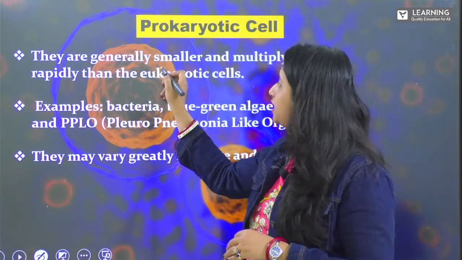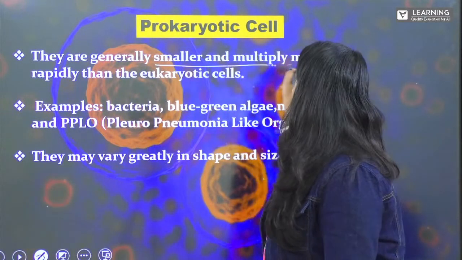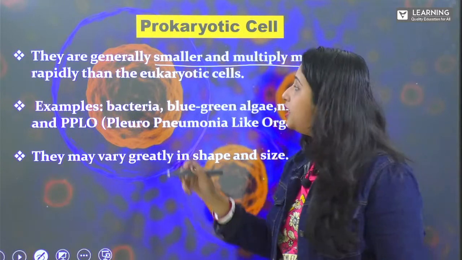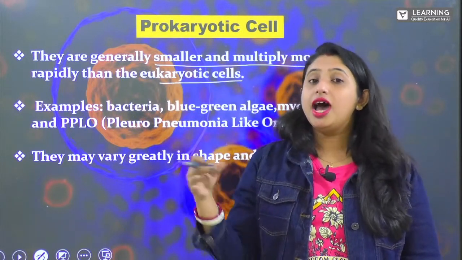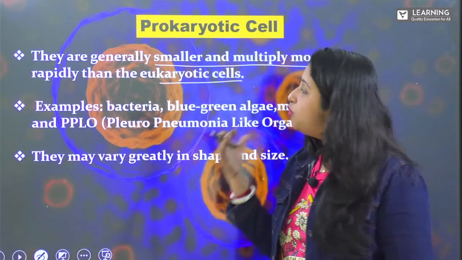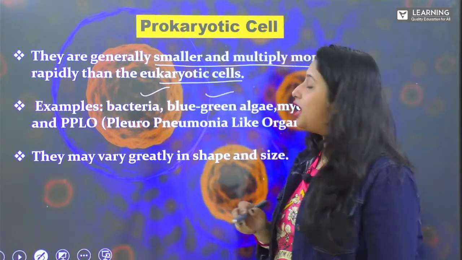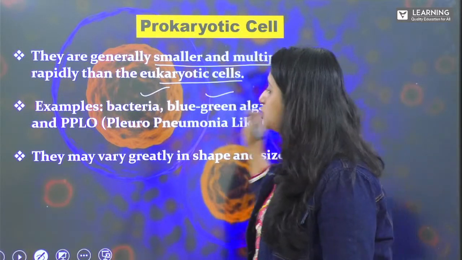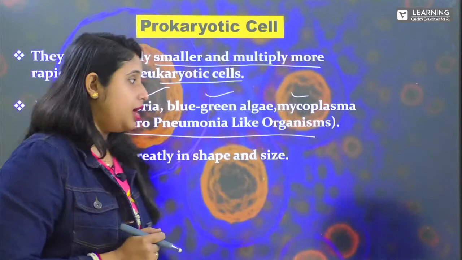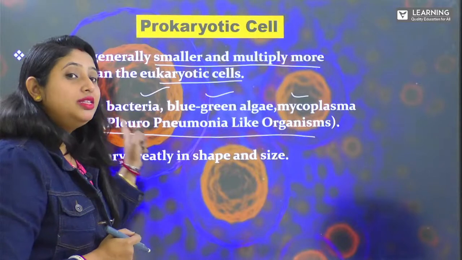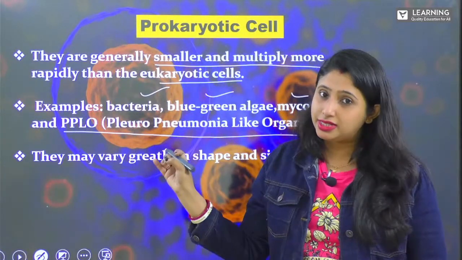As you can see that they are generally what? They are generally smaller and multiply more rapidly than the eukaryotic cells. So they are the smallest cell, right? And they have the capacity to multiply more rapidly. So examples are the bacteria, blue-green algae, then the mycoplasma and the PPLO, that is the pleuropneumonia-like organisms. Okay, so these are the examples of what? These are the examples of your prokaryotic cell.